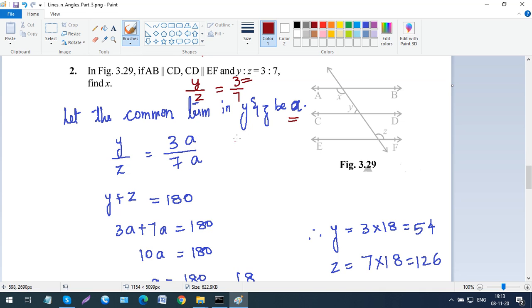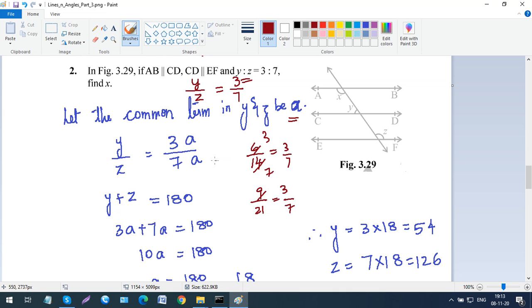There was some number attached to the 3 and 7 which got cancelled. For example, let me say you had 6 by 14. When you divide it, you get 3 by 7, right? 2 3s are 6, 2 7s are 14. So here 2 was common. If I say 9 by 21, 3 3s are 9, 3 7s are 21. So here the common term was 3. Something else was there, and after cancelling that common thing, you ended up getting 3 by 7.